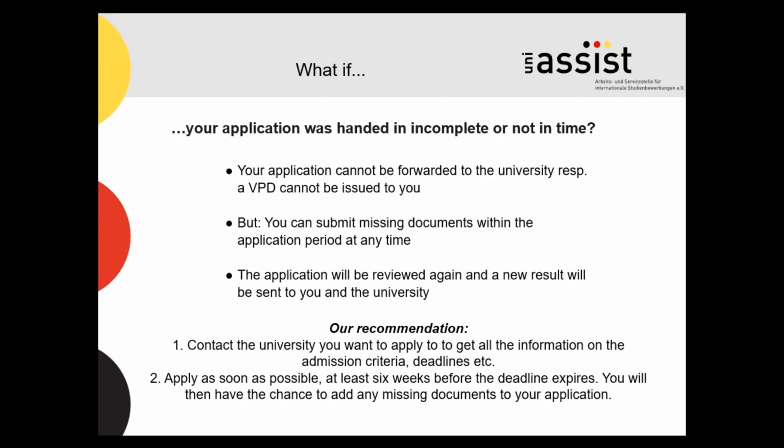That's why we recommend that you contact the university you want to apply to, to get all the information on the admission criteria, deadlines, and so on. It is also very important that you apply as soon as possible, at least 6 weeks before the deadline expires. You will then have the chance to add any missing documents to your application.